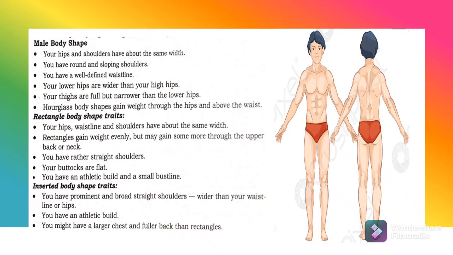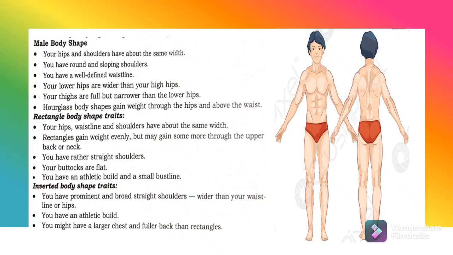Your lower hips are wider than your high hips. Your thighs are full but narrower than the lower hips. Hourglass body shapes gain weight through the hips and above the waist. For rectangular body shape traits, the hips, waistline, and shoulders have about the same width. Rectangles gain weight evenly but may gain some more through the upper back or neck.